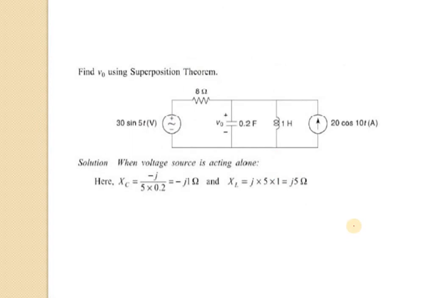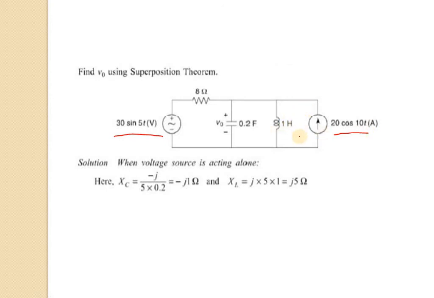Now again we are taking another example. Here we have to find the value of V0 using the superposition theorem, and here the voltage source is taken as 30 sin 5t and the current source is 20 cos 10t.